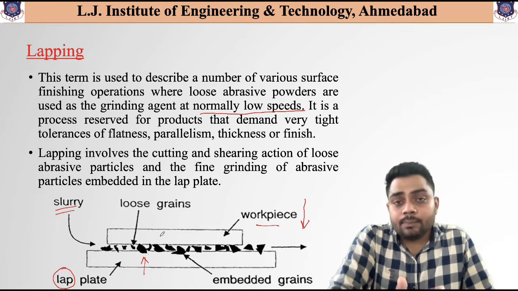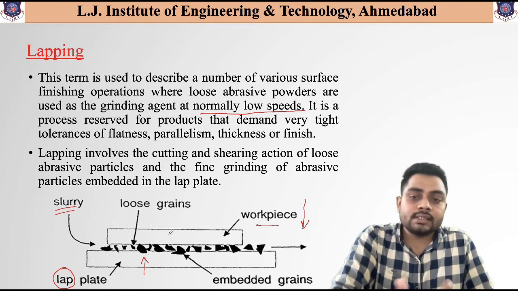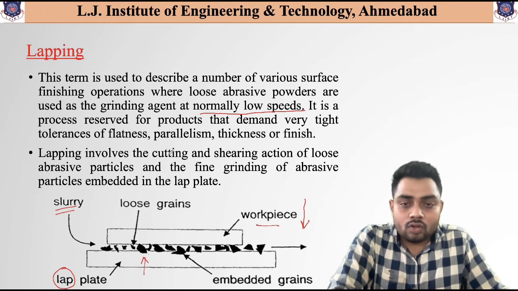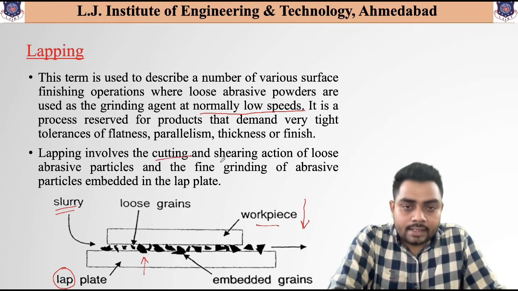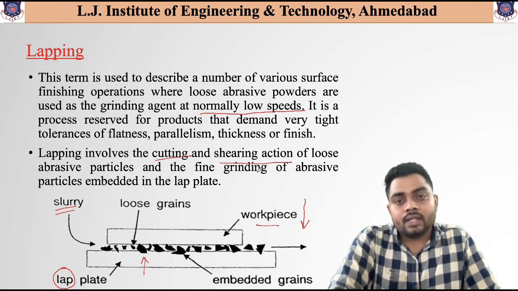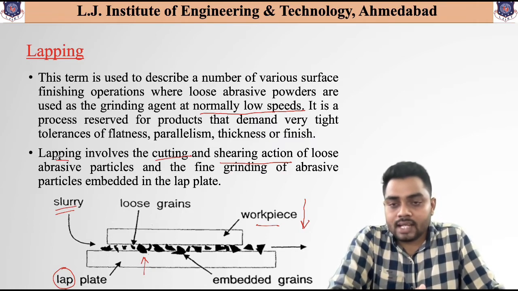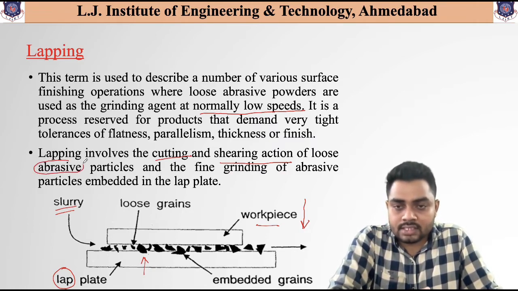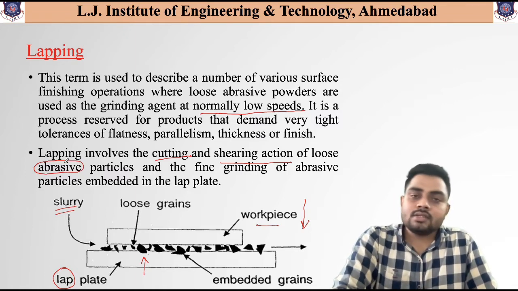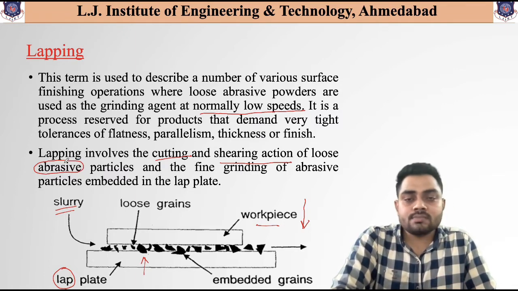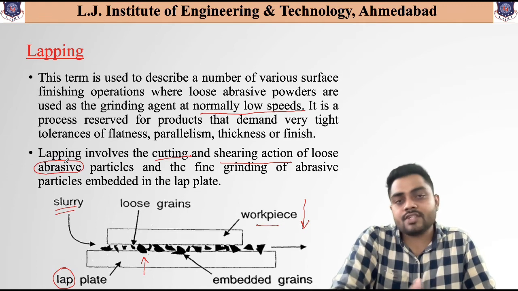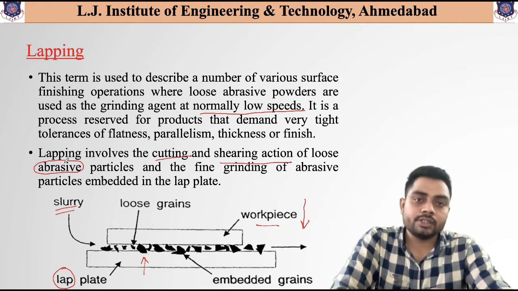So this lapping process involves two types of action. It mainly involves cutting and shearing action. And these two are performed by using what? We have now known that we are performing these two actions by using the abrasive particles. So this is basically a lapping process by which we are providing the surface finish to the required component.